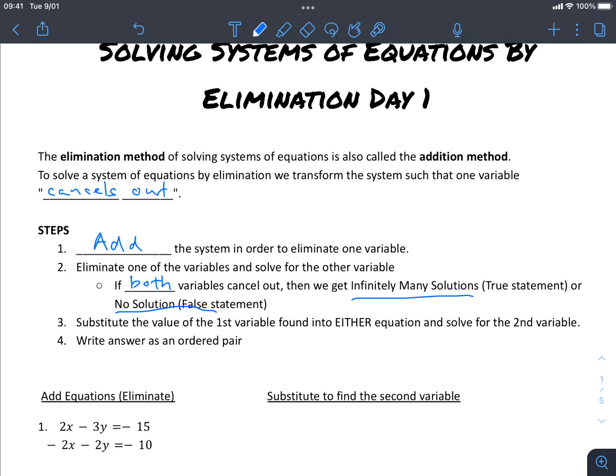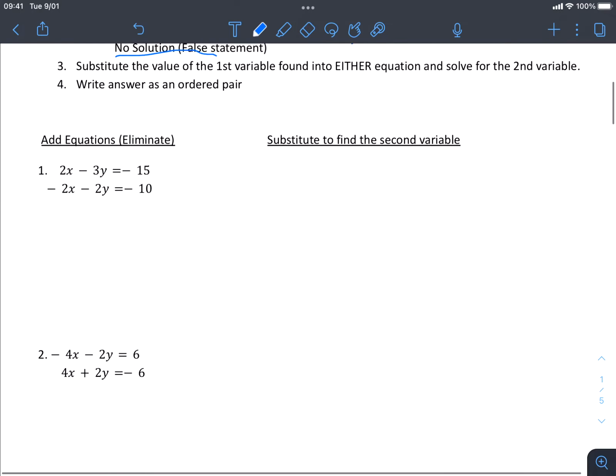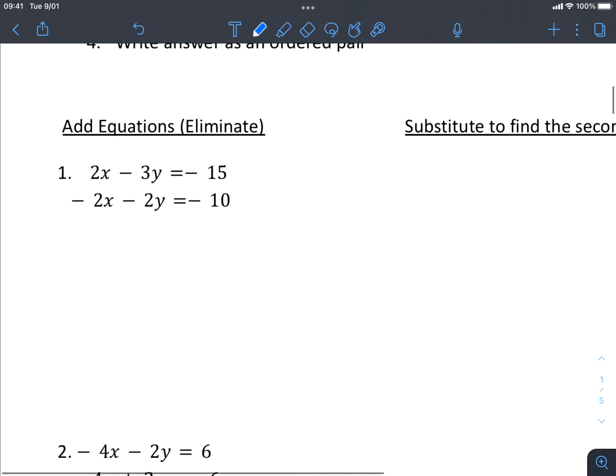Now, if only one of the variables cancels out, and we solve for the variable that we have, we then need to substitute the value of the first variable found into either equation to get the second variable. And then our last step would be to take our two values, x and y, and write them as an ordered pair, as a coordinate point. So let's take a look at a few examples.